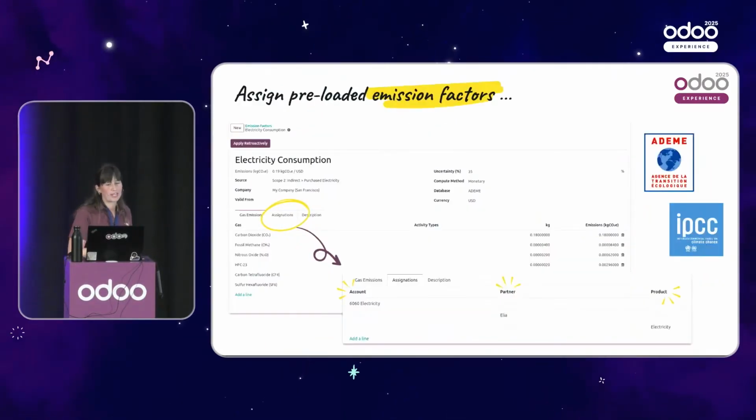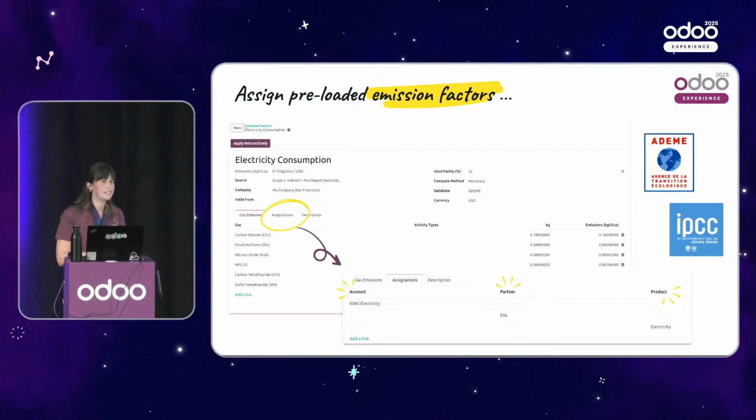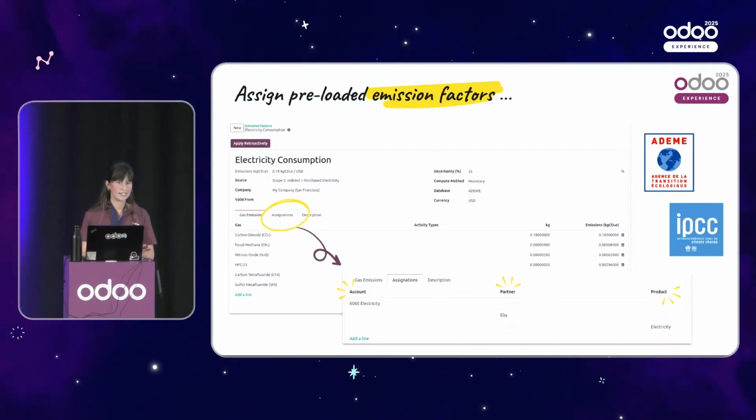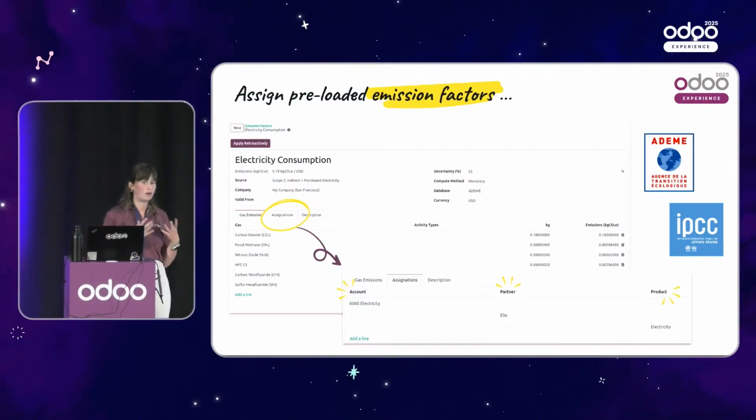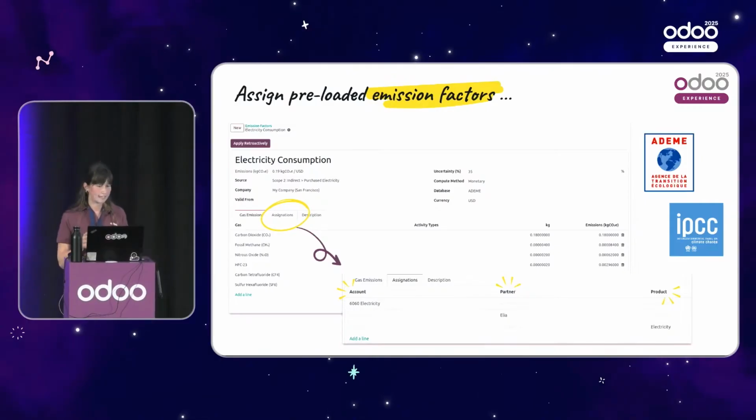So this is the emission factor. This emission factor will help you multiply your activity to get your emission. It will come from two certified databases: the ADEME database and the IPCC database. ADEME is more for France and IPCC is more international.